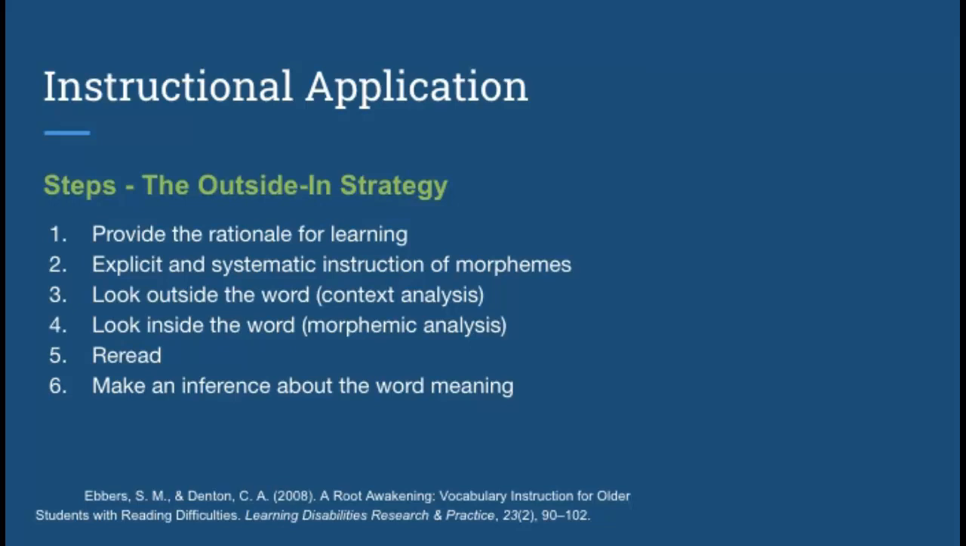So the outside-in strategy can be modeled in the form of a think aloud. The teacher can use this to model their thought process as they read. The first step involves looking at the context clues around the word. Then you look inside the word, or do a morphemic analysis, and look at all those parts and determine their meaning. Next, you want to keep all those word part meanings in mind while rereading the section. And finally, make an inference about the word meaning.